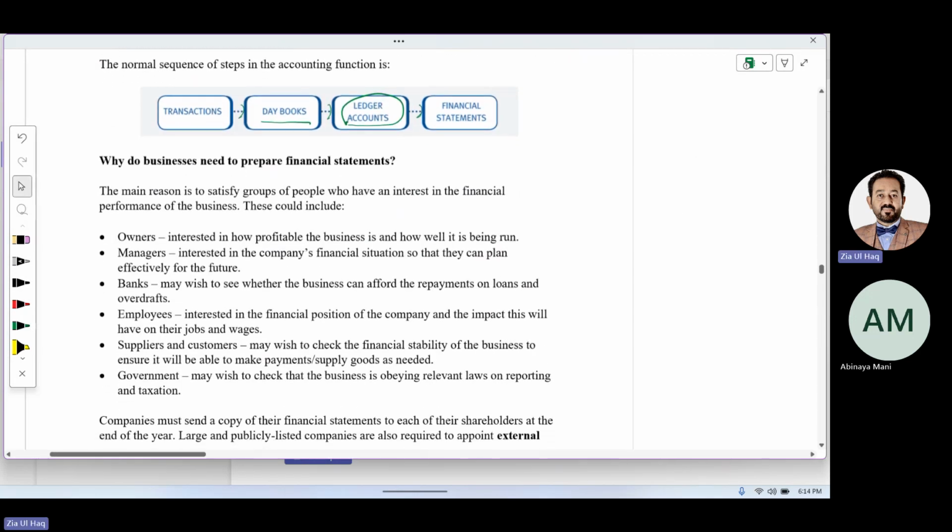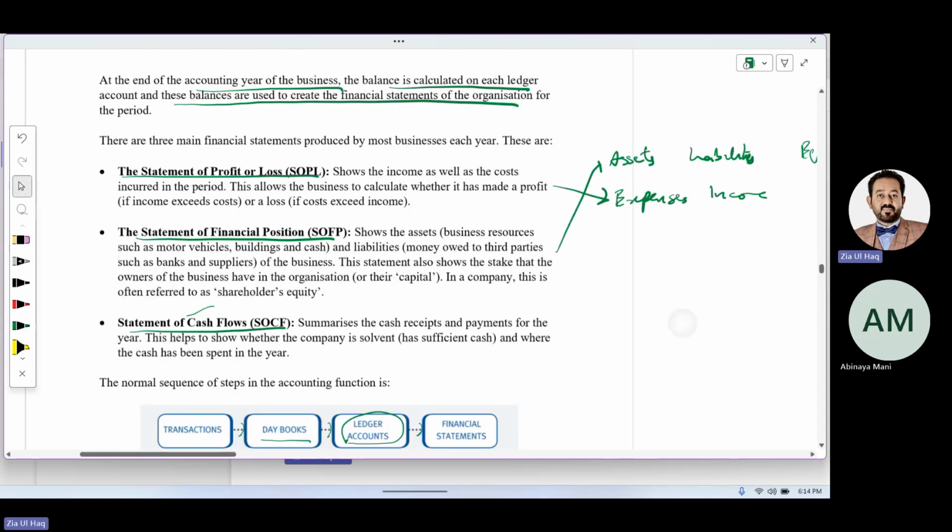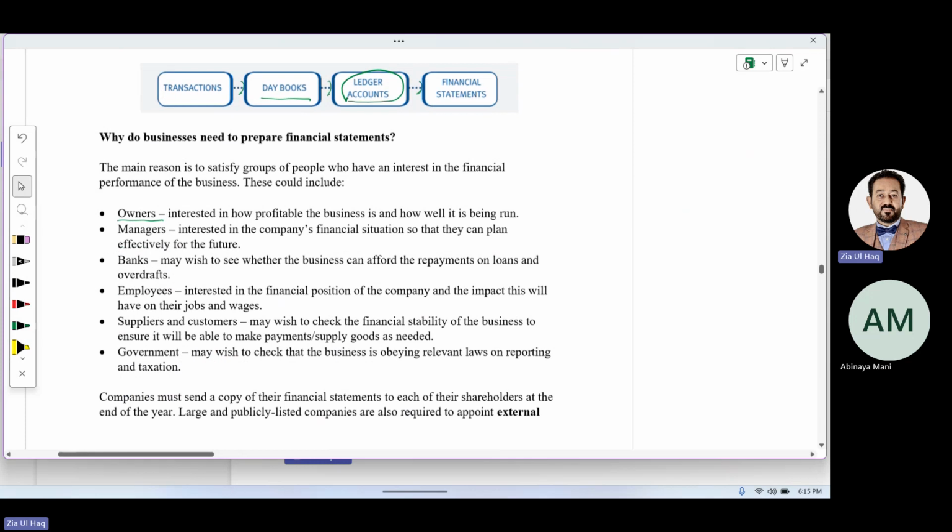Why does a business need to prepare financial statements? There are different users of financial statements. Owners, meaning shareholders, are users of financial statements so that they can check the performance and position of the business. From where can we check performance? We can check performance from the statement of profit and loss account. From where can we check the position of the business? The statement of financial position. That means, what are the liabilities? What are the owned assets of the business?